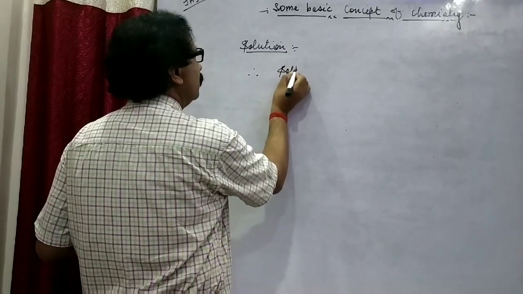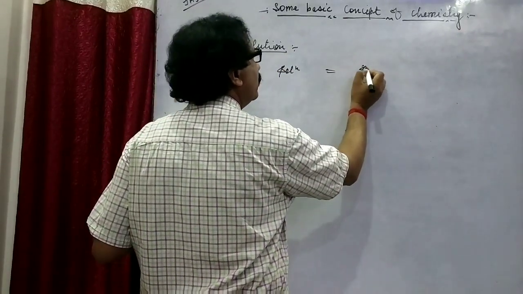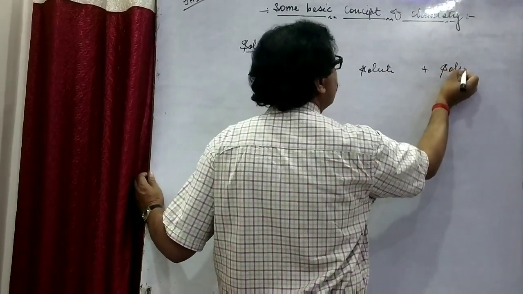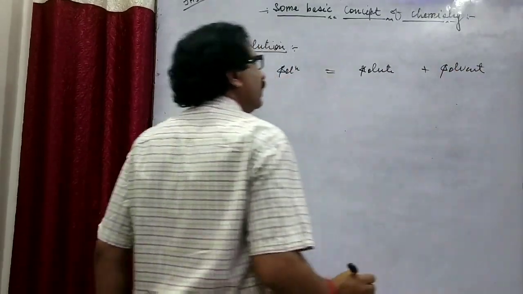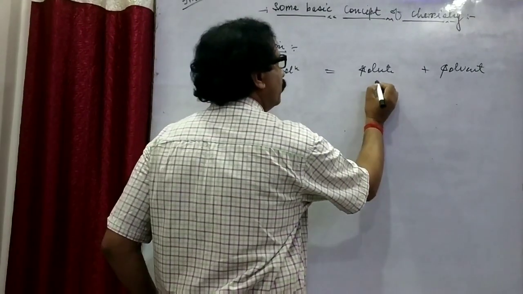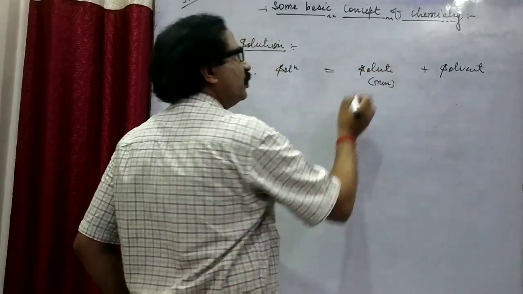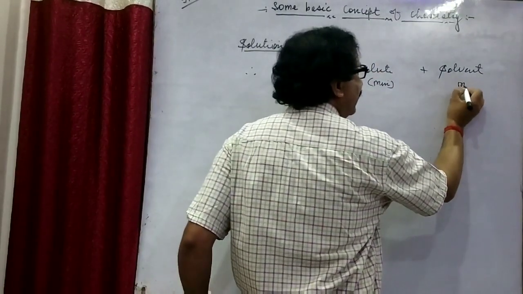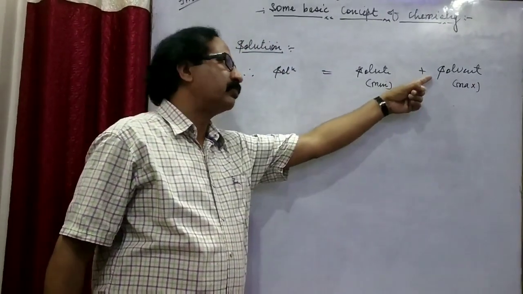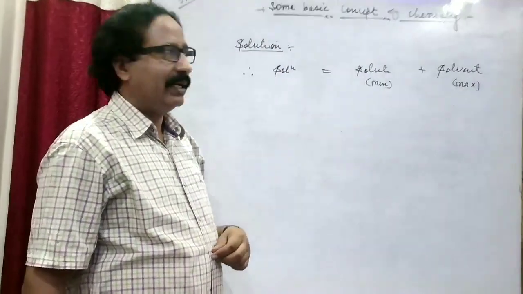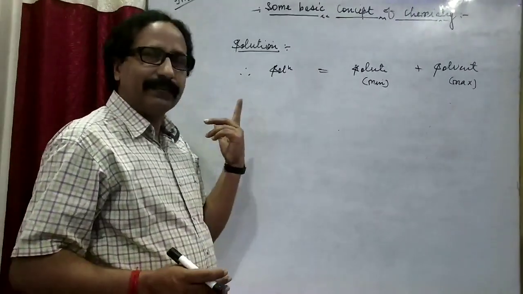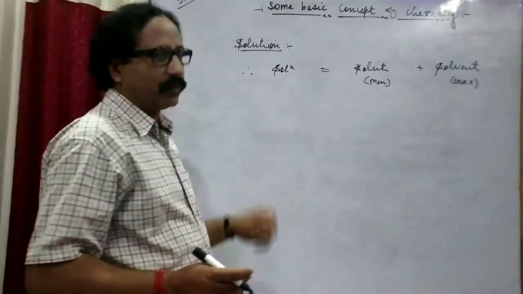Therefore, solution contains solute plus solvent. That component which is present in the minimum amount is known as solute, and that which is present in the maximum amount is known as solvent. Solute and solvent both combine together to form a homogeneous mixture. Then it is called solution.